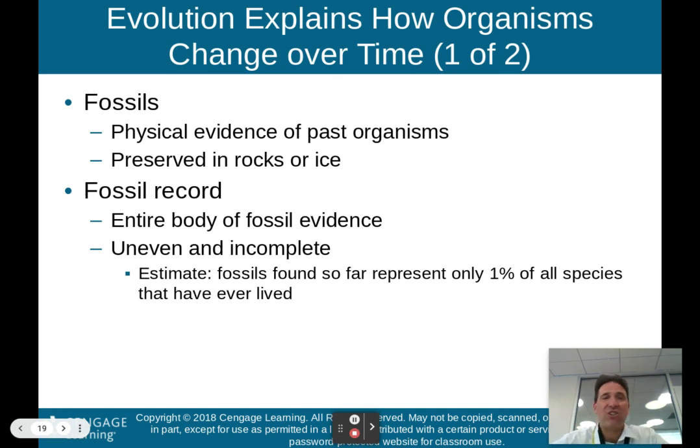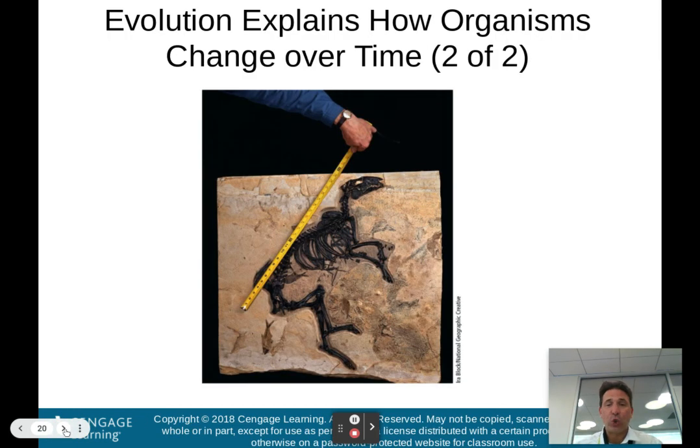We see fossils, physical evidence of past organisms preserved in rocks or ice, and we can see that this has actually occurred. The fossil record is uneven and incomplete. We estimate that fossils found so far represent only about 1% of all the species that have ever lived, but they do give us a glimpse at the past and show that evolution has occurred, because we're seeing things in the fossil record that aren't necessarily there now, even though we can trace their path.